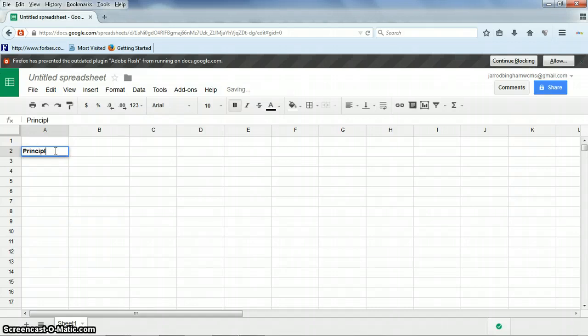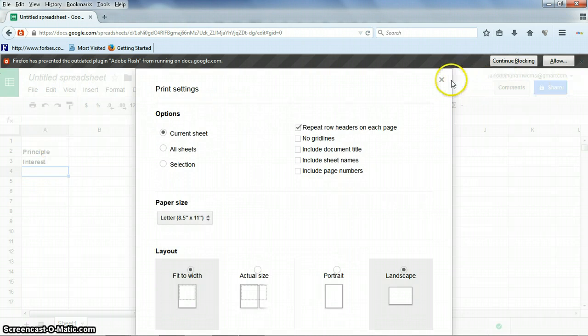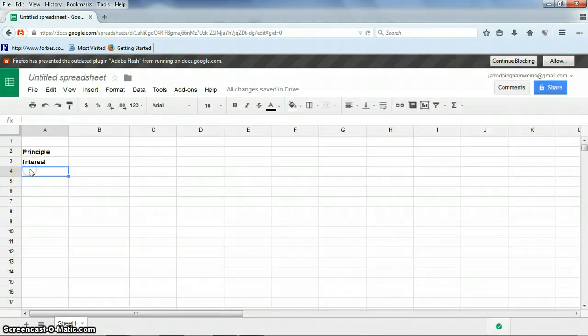Principal, we're going to put our principal here. All I'm doing is putting labels in. Then the other thing was interest. I'm putting them in bold here. And then we needed to know our time. And then we're going to put our total here, but we'll do that in just a second.